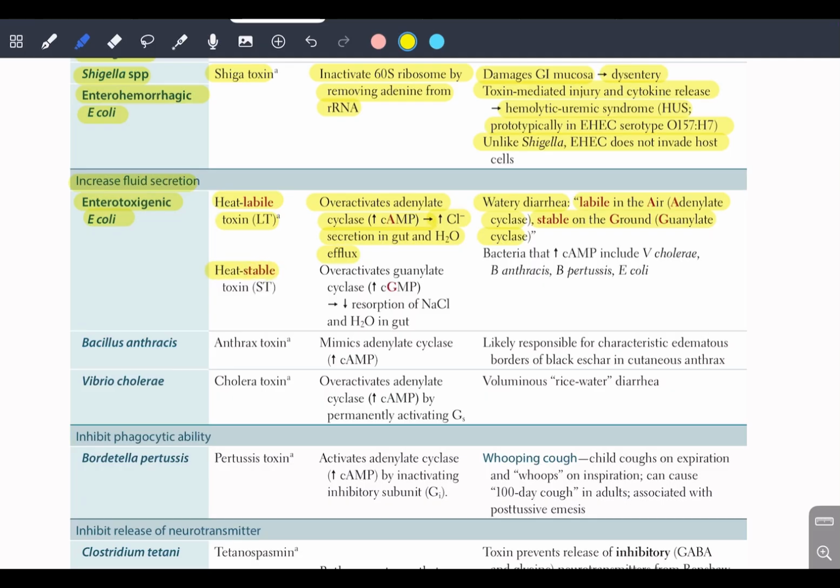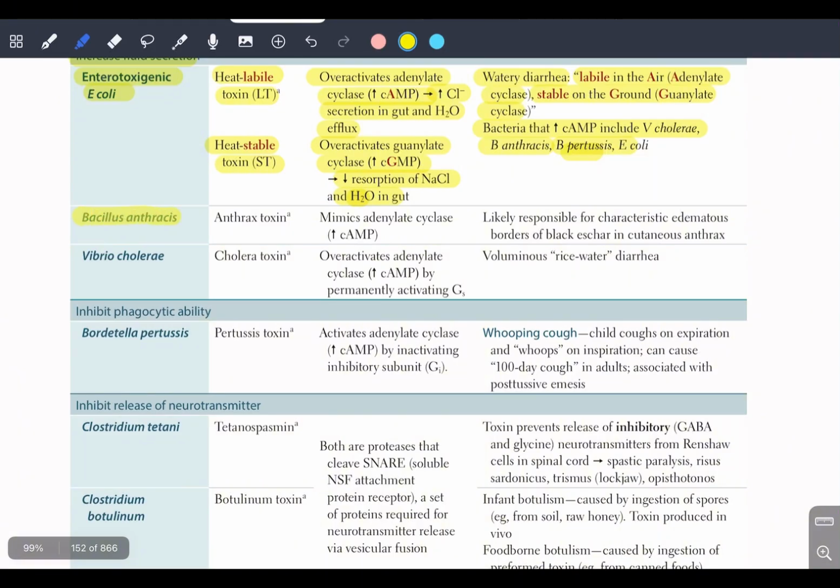Then we also have heat stable toxin, that is ST. The mechanism is that it overactivates guanylate cyclase and increases cGMP, and this decreases reabsorption of NaCl and H2O in the gut. So NaCl and H2O reabsorption is decreased, that also causes diarrhea. Bacteria that increase cyclic AMP include Vibrio, Bacillus anthracis and Bordetella pertussis, and E. coli.